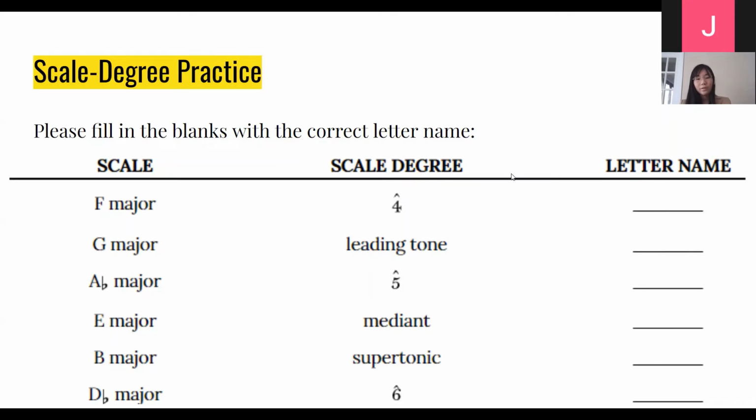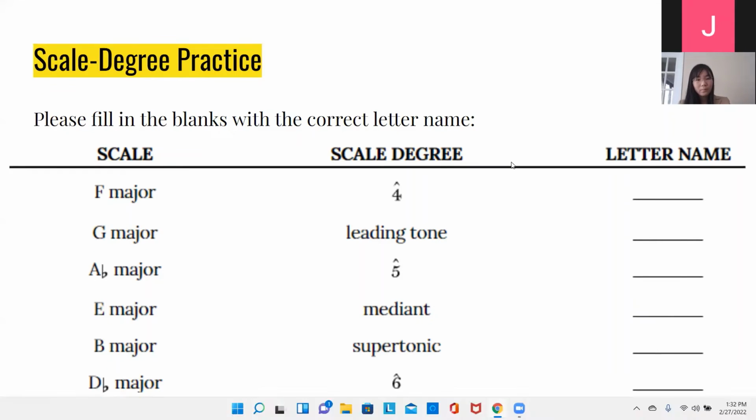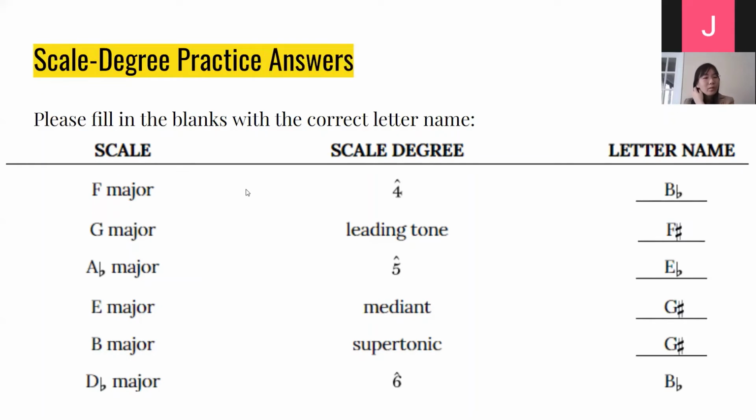Okay, so if you guys are finished with that, these are the answers. So the fourth scale degree, if you look at F major, it has 1 flat, which is B flat, and the fourth scale degree would be F, G, A, B, so B flat. And the fourth scale degree is also called the subdominant.